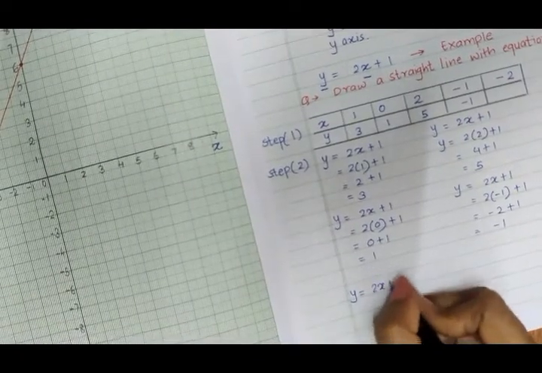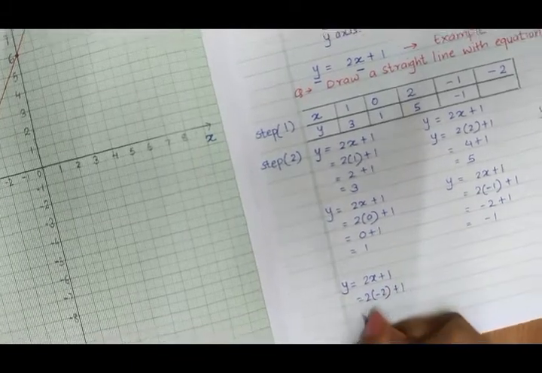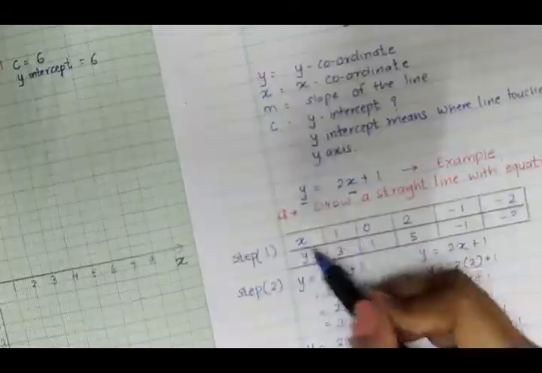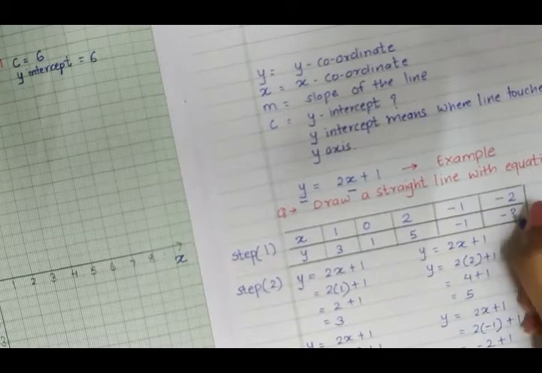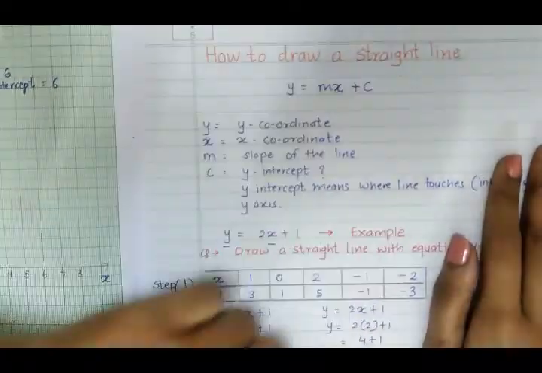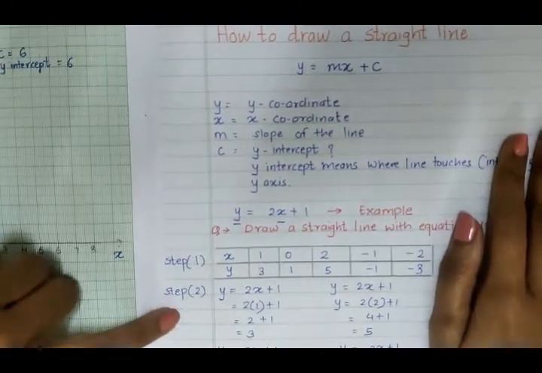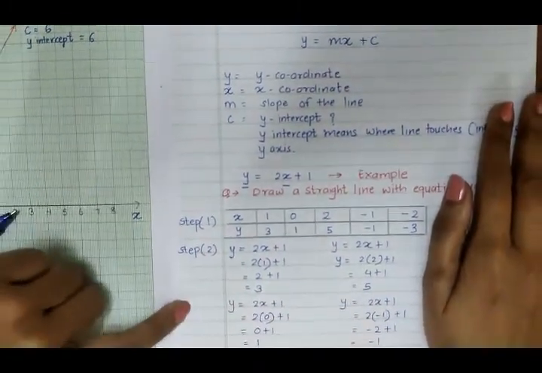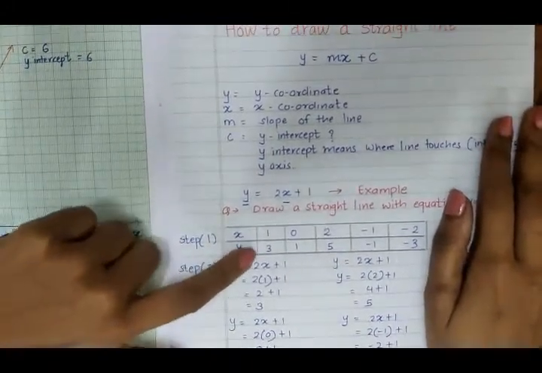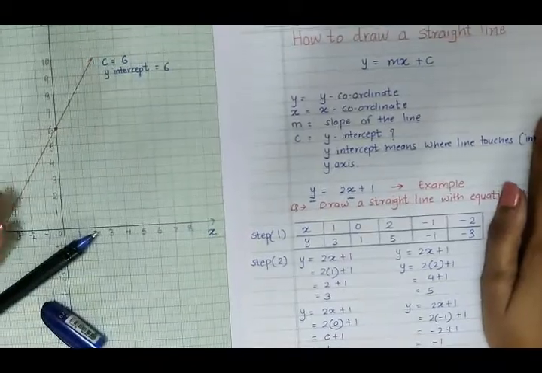So 2x plus 1, 2 multiplied by negative 2 plus 1, which is negative 4 plus 1, is equal to negative 3. The answer for y is negative 3. Here you can see now we have completed the table for x and y values. The next thing that we have to do is plot these x and y coordinates here on the graph grid.